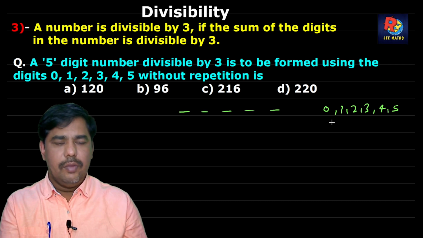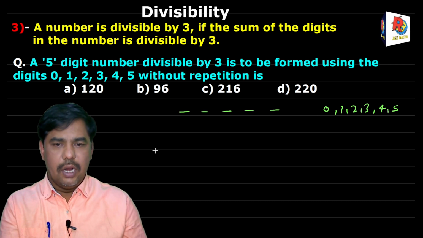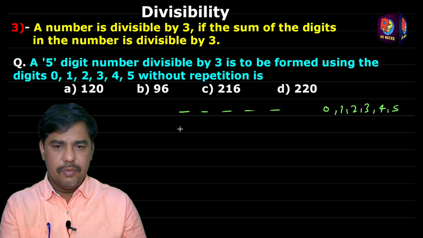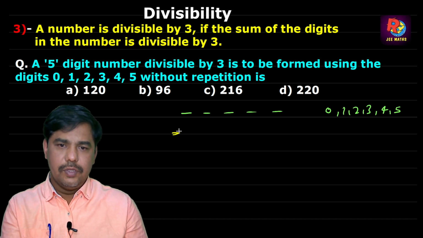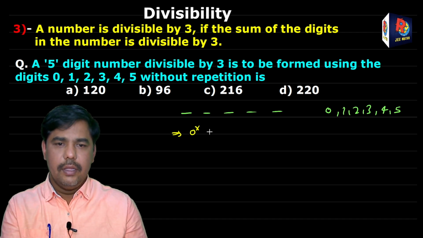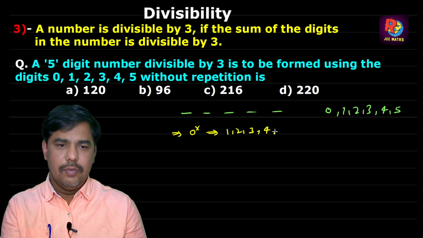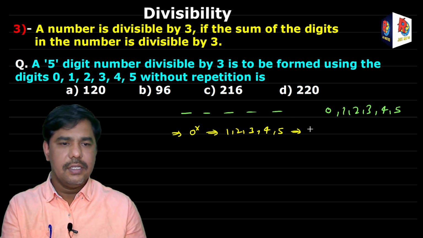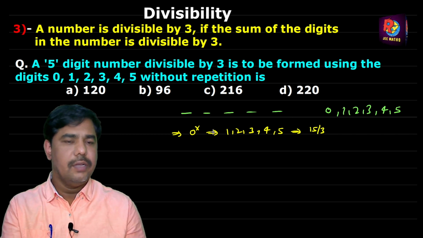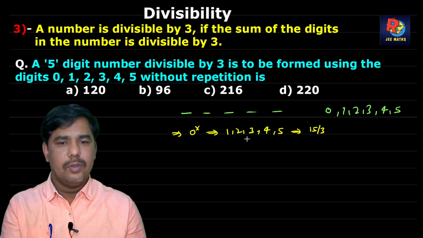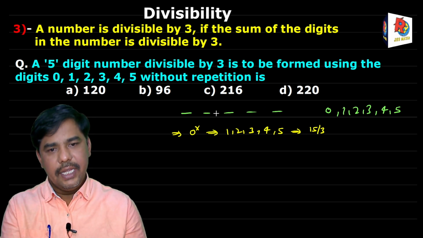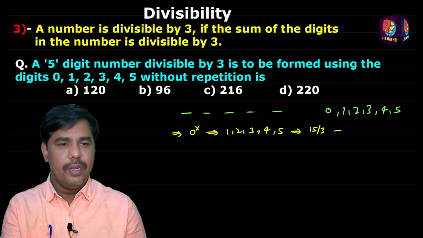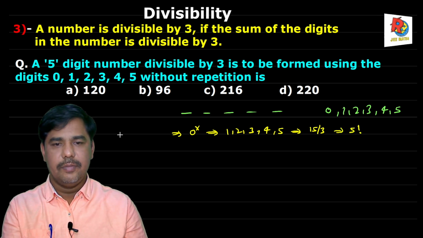Just observe this. First case, if 0 is not included, the remaining digits are 1, 2, 3, 4, 5. If you add them, the sum of the digits will be 15. Obviously, it will be divisible by 3. So these 5 digits will be arranged in these 5 blanks. In how many ways can I arrange? 5 factorial ways.